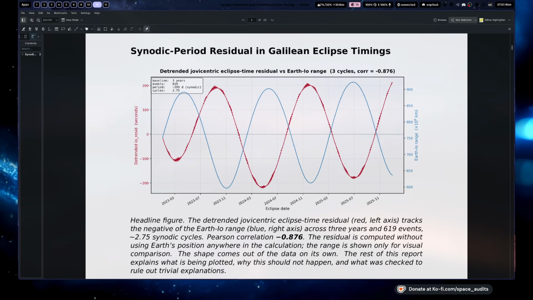So, anyways, when we did this using the JPL ephemeris data, it's a much more precise method. We can measure every single eclipse that occurs in an entire year, and then we can do that same thing for 3 years straight, and then plot it out.